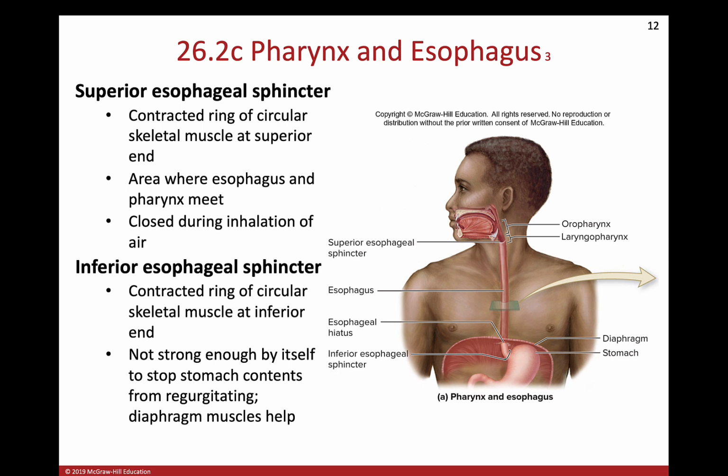Now, we also have the inferior esophageal sphincter, and this is a sphincter that goes under multiple names. You may hear it as the gastroesophageal sphincter. You may hear it as the cardiac sphincter. All of those are accepted names. Now, this is a ring of circular skeletal muscle at the inferior end of the esophagus. Keep in mind that when this sphincter contracts, it is not strong enough on its own to prevent stomach contents, which are acidic, from regurgitating back into the esophagus. The diaphragm does aid in this function.